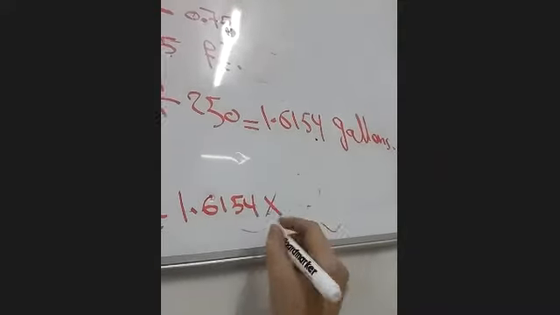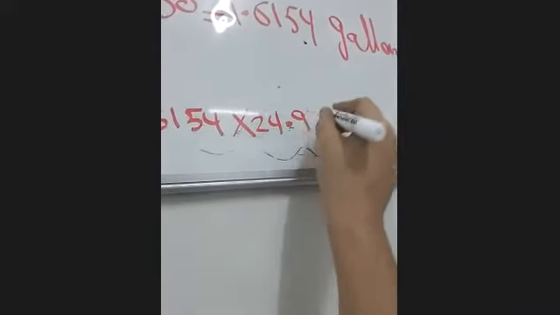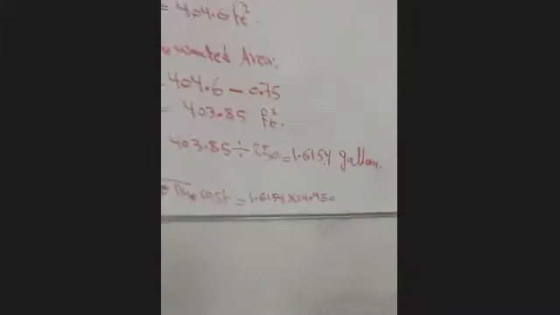So here, 1.6154 multiplied by the price or the cost of each gallon, which is 24.95. Okay? Now, if we multiply these two numbers, guys, the answer will be 40.3, and I rounded it already. 40.3 what? Dollars.